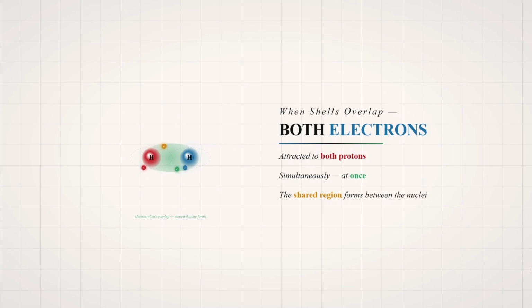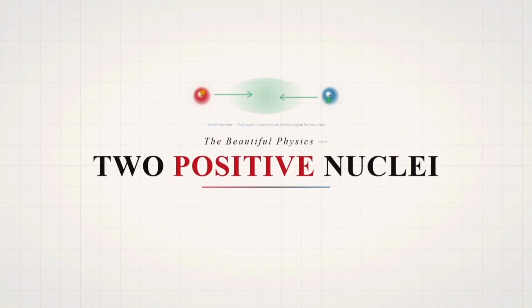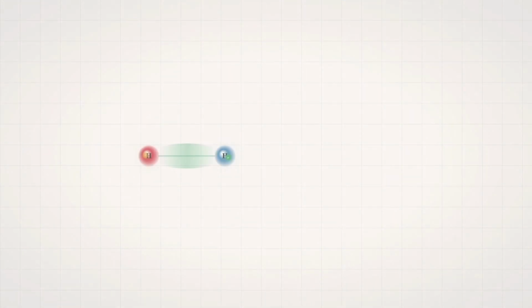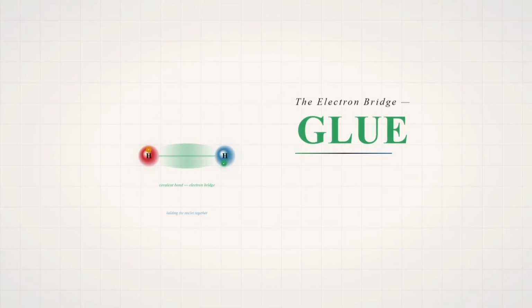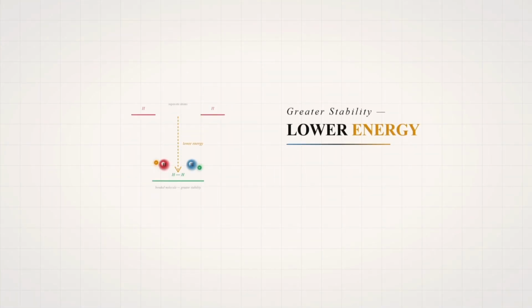Both feel stable. And here is the beautiful physics. Two positive nuclei, which would normally repel each other, are now both being pulled toward the region of shared electrons between them. The electrons act like a bridge, a glue named covalent bond. They hold the nuclei together. This is not a compromise of weakness. It's an arrangement where both atoms genuinely win. The system now has lower energy than the two separate atoms. And lower energy means greater stability, as we established in Episode 1.